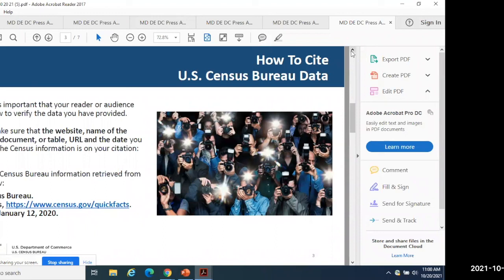So how to cite the Census Bureau. Just always ensure that the website, data tool, document, or table URL, and the date that you access the information is on your citation. The example is shown on your screen. And of course, we welcome those requests for interviews. When requesting an interview, we'll simply ask you for your name and your outlet, along with your contact information and your deadline.